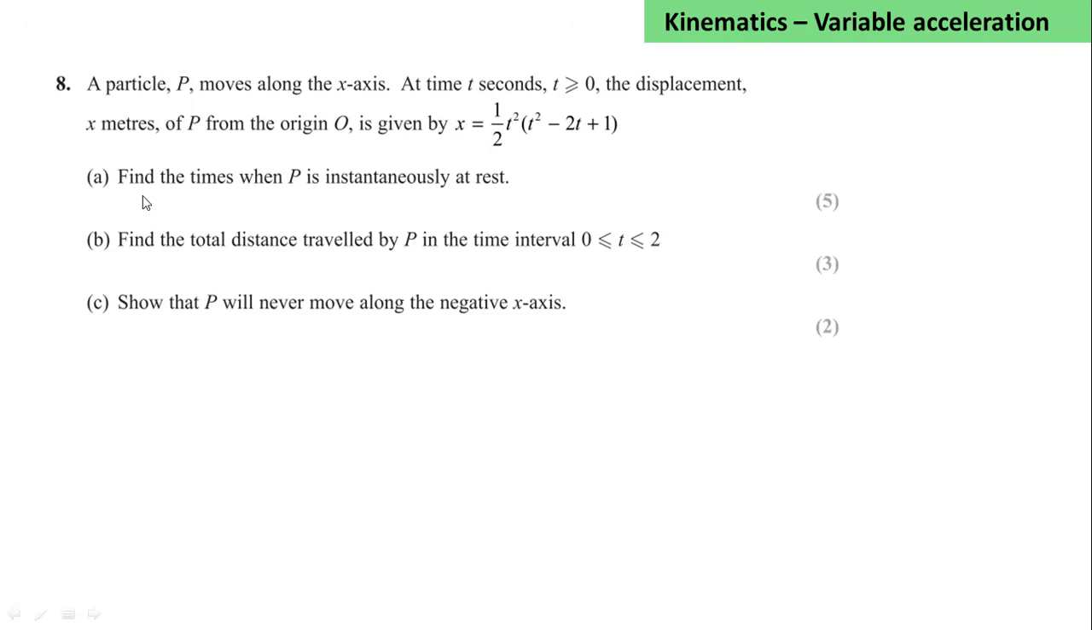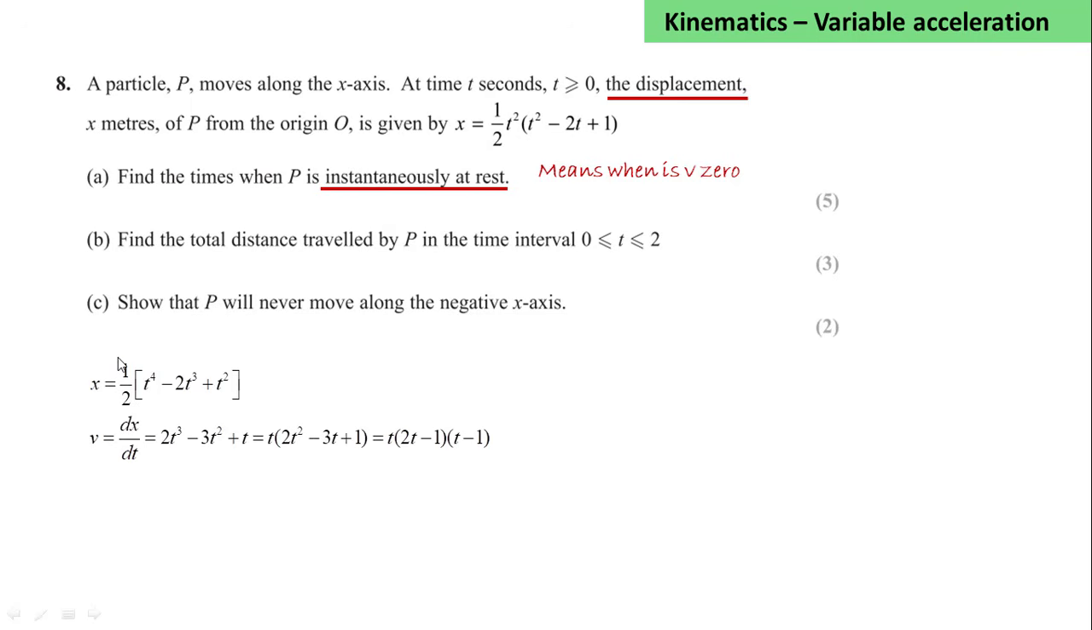Firstly, we have to find the times when P is instantaneously at rest. This means when the velocity is 0. Given the displacement x, we can calculate the velocity by differentiating the displacement with respect to time. So we get v equals dx by dt equals 2t cubed minus 3t squared plus t, which we can factorise to give t times (2t minus 1) times (t minus 1). So this equals 0 when t equals 0, 0.5 and 1.